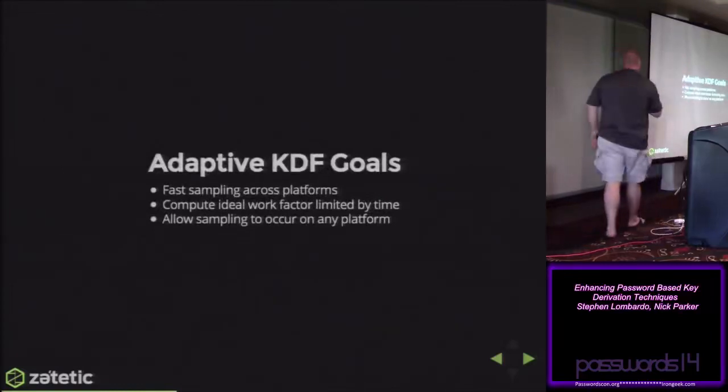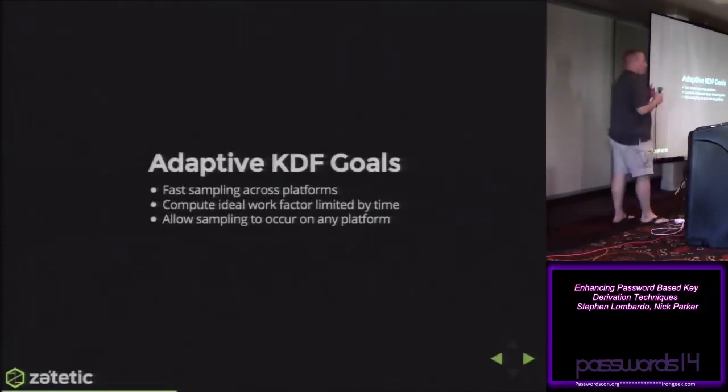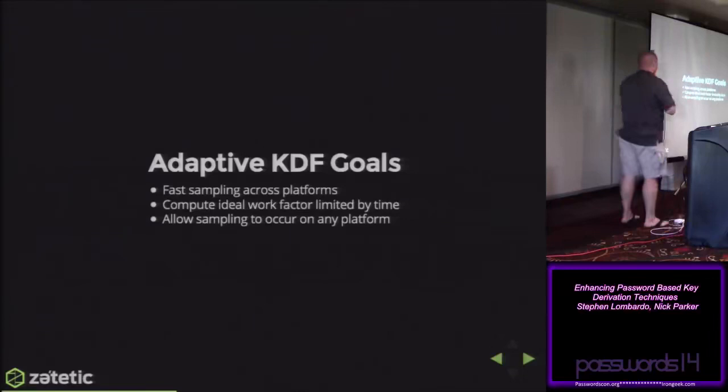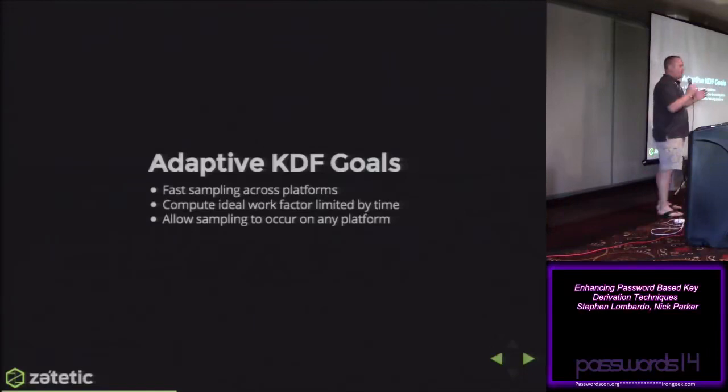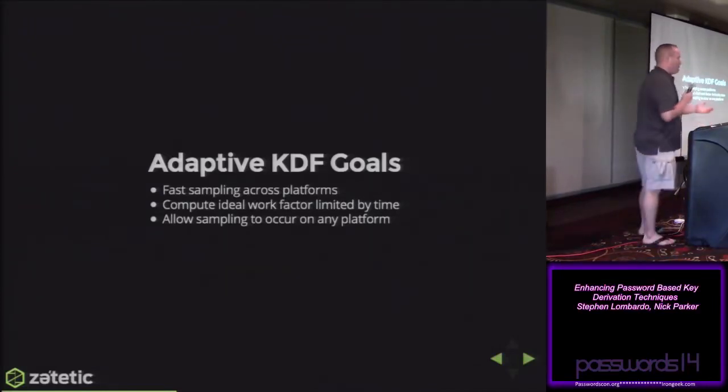So if we look at the adaptive KDF goals in the context of PBKDF2, we'd like to provide fast sampling across all platforms. Even on that G1 device, we would like it to be just as fast, relatively speaking. We want to be able to compute the ideal work factor and limit it by time, because ultimately we don't want to have to take into account the various hardware components that might play into how it would operate. And we would like to allow that sampling to occur on any of the platforms that we support.